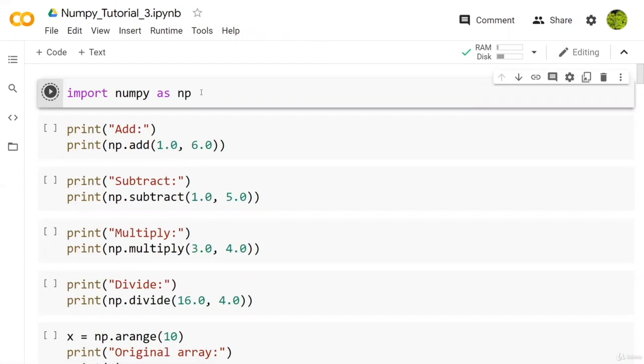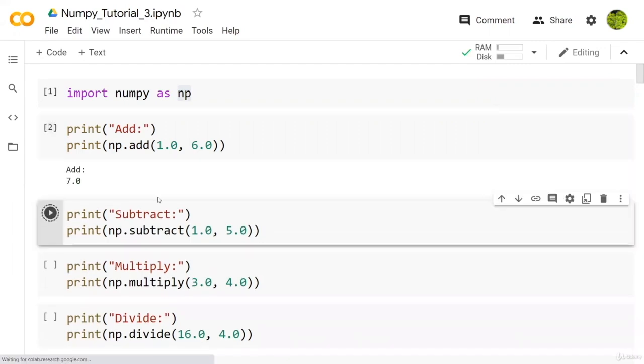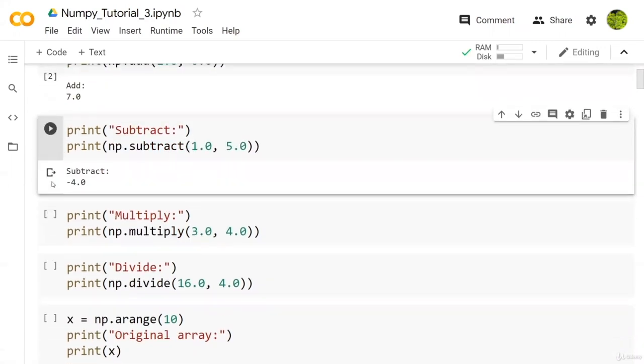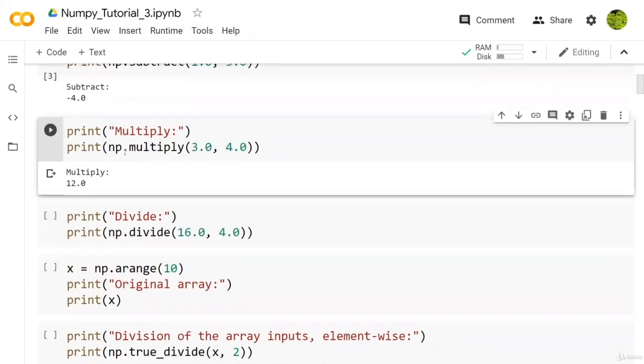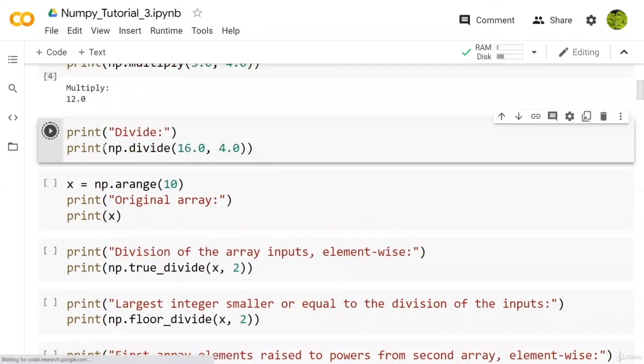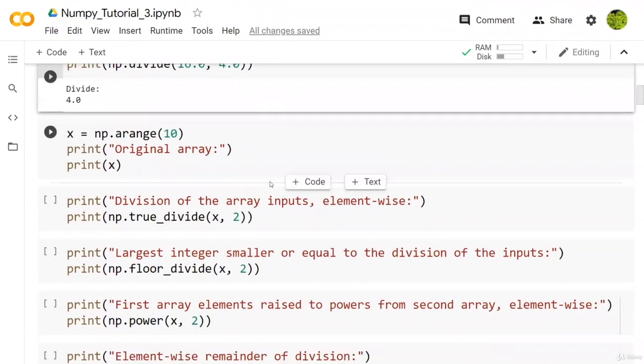First, I'm importing NumPy as np because I'm going to use NumPy again and again, so instead of writing numpy, I'm going to write np. The first operation I'm starting with is very simple: the addition of two numbers, then the subtraction of two numbers, and the multiplication of two numbers. You can just write np.multiply, np.divide. These are the four simple arithmetic operations possible.